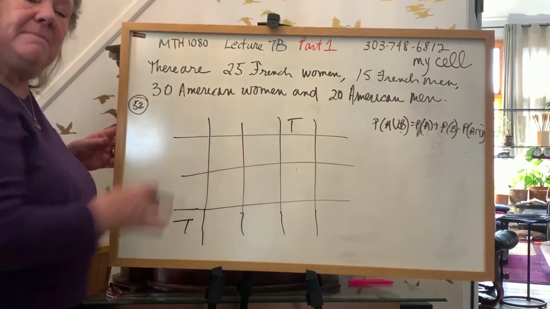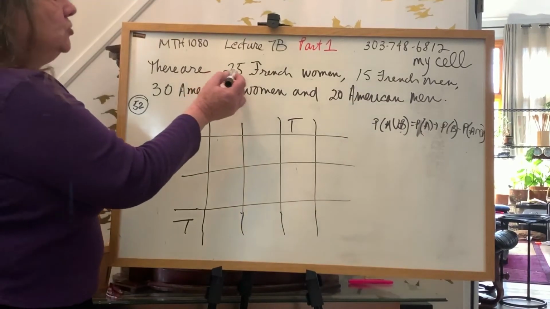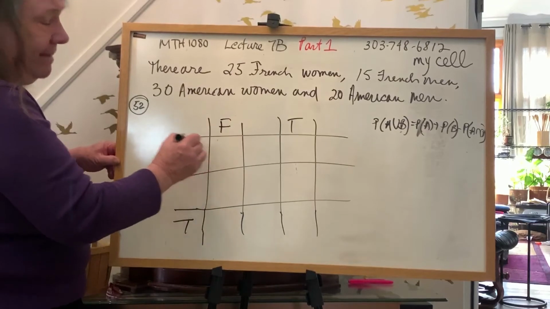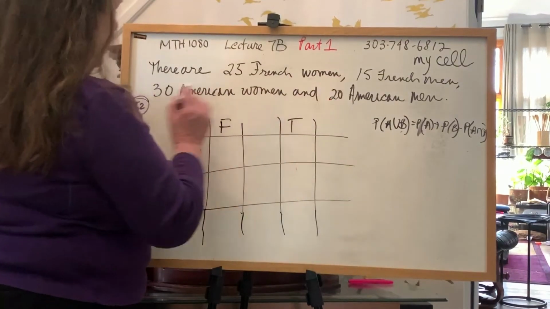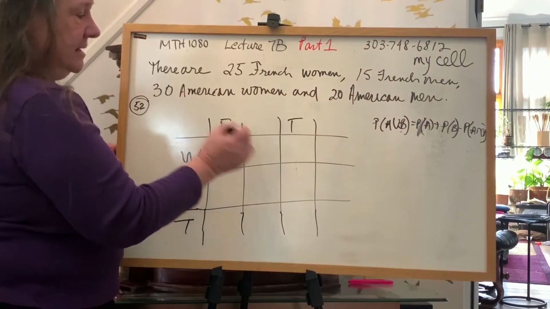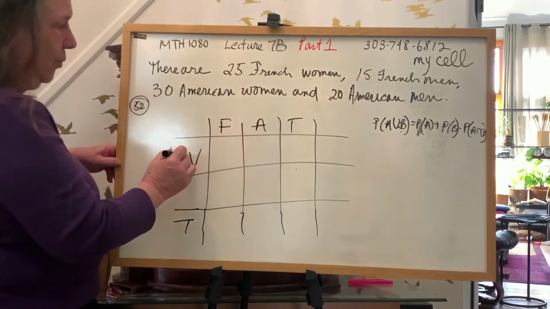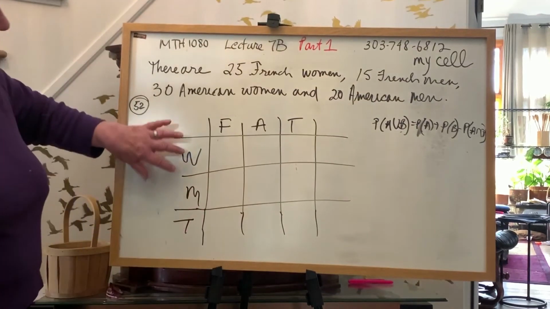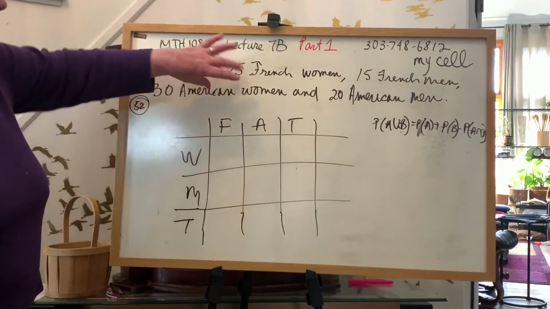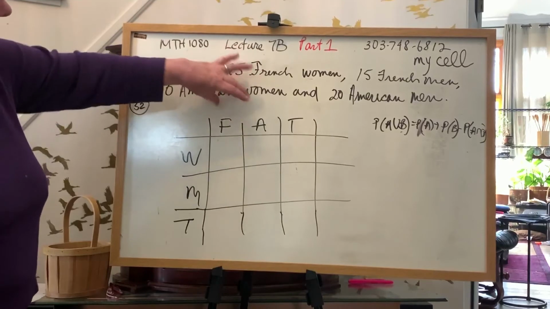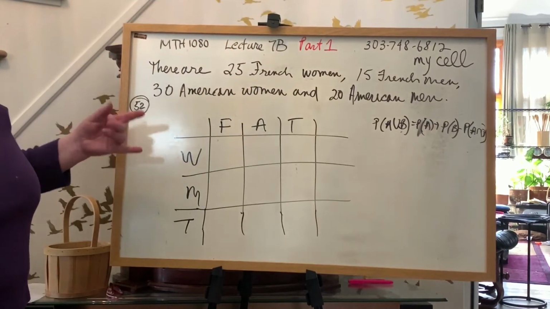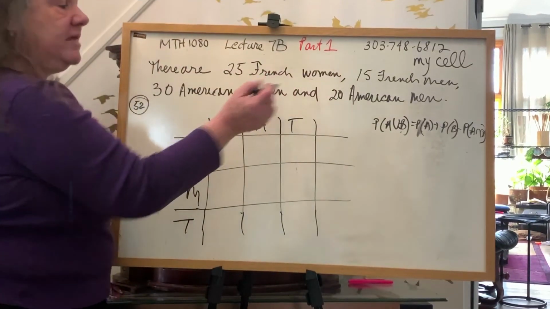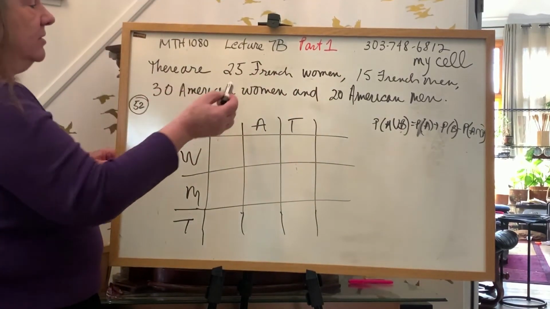So I need to make my own grid. 25 French women, 30 American women and men. Now, the W and the M can be up on the top, and the F and the A can be on the bottom, on the side. It doesn't make any difference, okay? And then you put these where they belong. And we did this together.